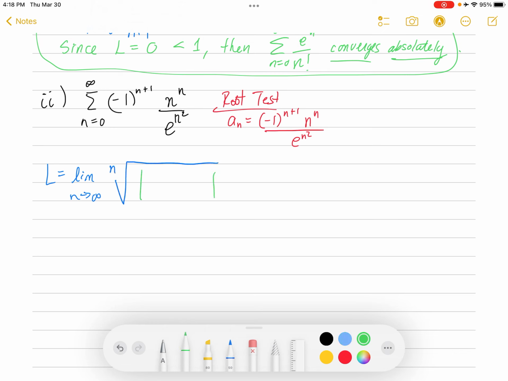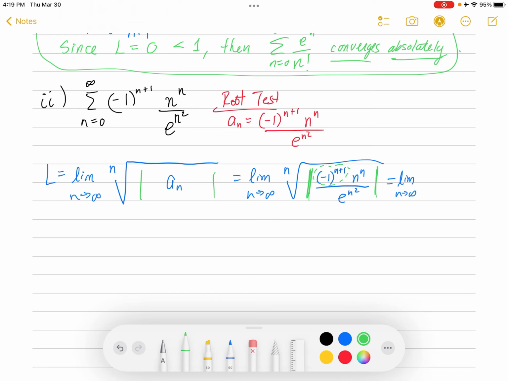As n goes to infinity, the nth root of the absolute value of a_n. That's going to be the limit as n goes to infinity of the nth root of the absolute value of a_n, which is (-1)^(n+1) n^n over e^(n^2). So we have the limit as n goes to infinity.